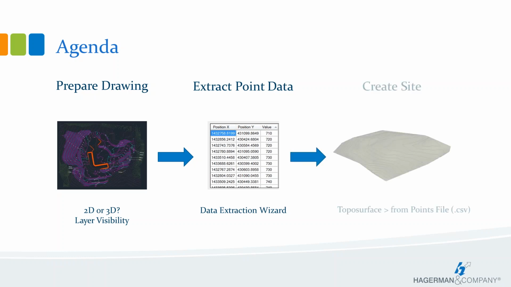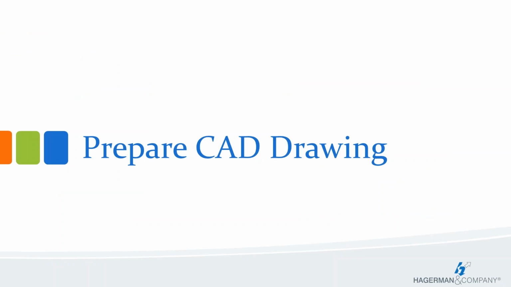Once we have that data, then we can use it to create a site, a topo surface, in Revit very, very quickly. So if you are the type of Revit user where you know you can create a site, you heard about it, but you either have never done it or you don't do it very often, so you might feel rusty, then this is a perfect workflow for you so you can create the site and move on. Okay, so let's look at our CAD drawing.